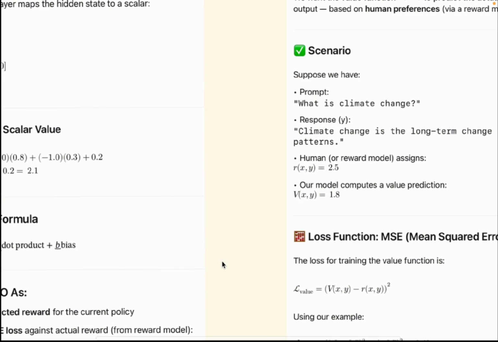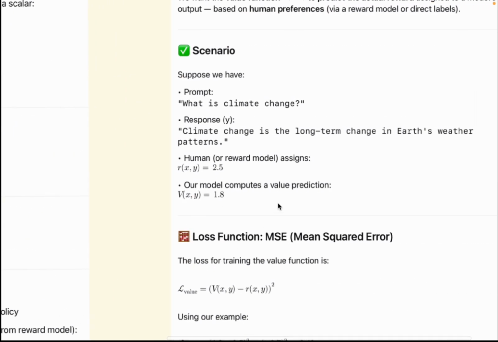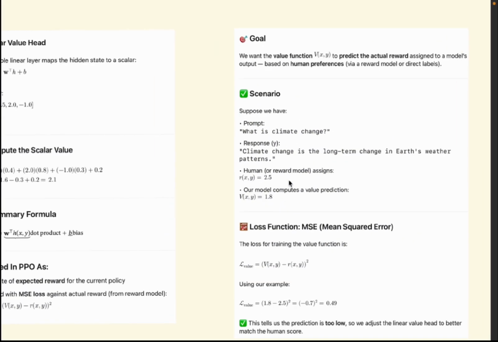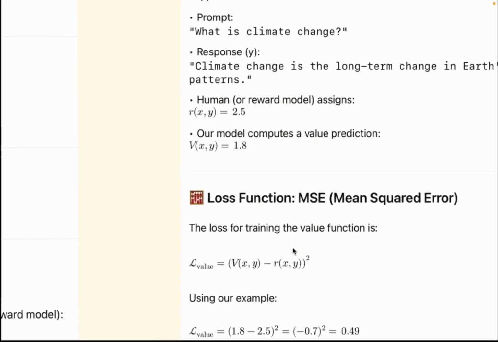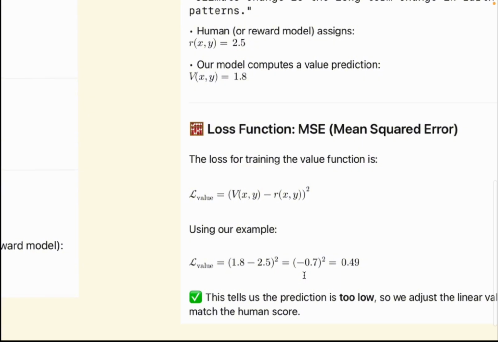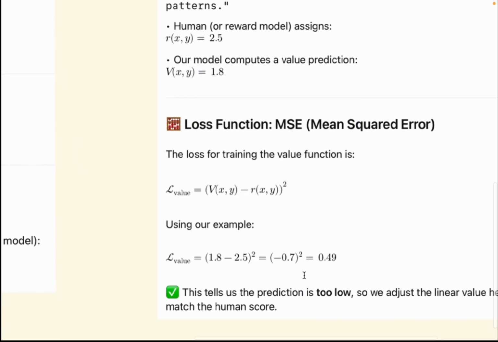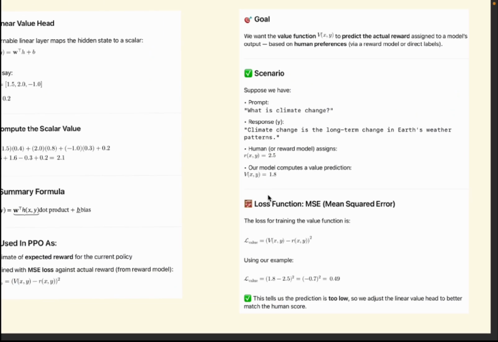And I think that's done. And again, I will put this PDF on my GitHub. You can go and have a look if you want. And the loss function, as I said, is technically the value function against the reward that a human would or might give to that pair of response and action.